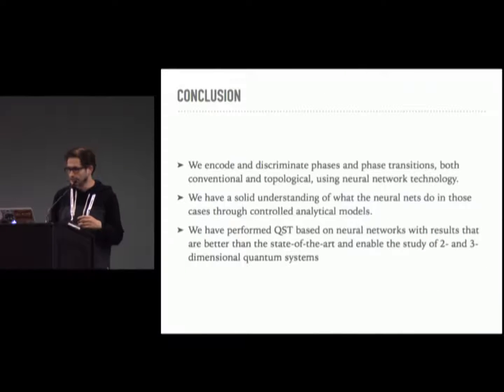Okay, so let me finish. We encode and discriminate phases and phase transitions, both conventional and topological, using neural network technology. And we have a relatively solid understanding of what the neural nets do in those cases through very controlled analytical calculations. And we have performed quantum state tomography based on neural networks and RBMs. And we think this is very promising, at least for quantum state tomography.